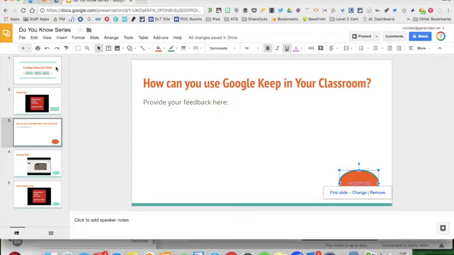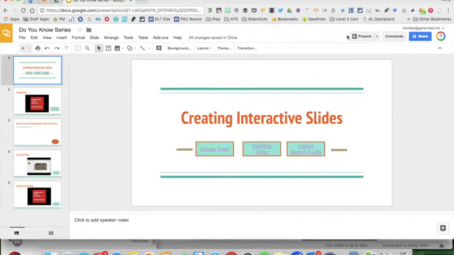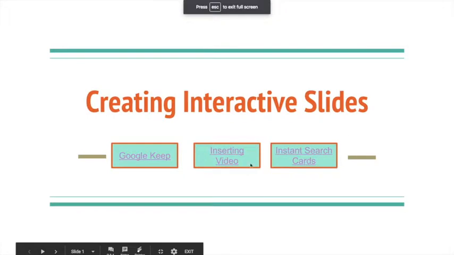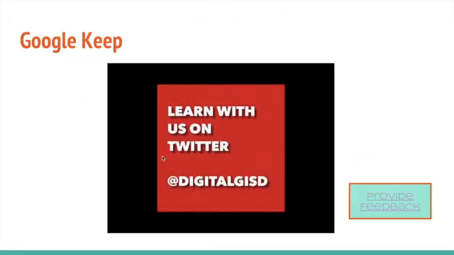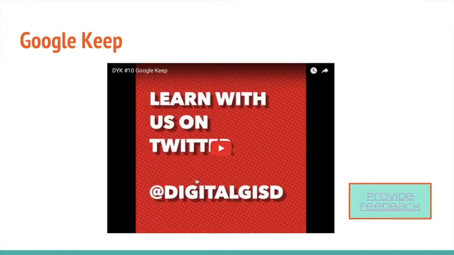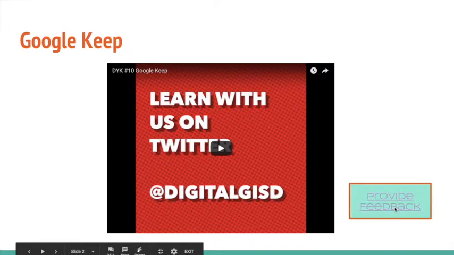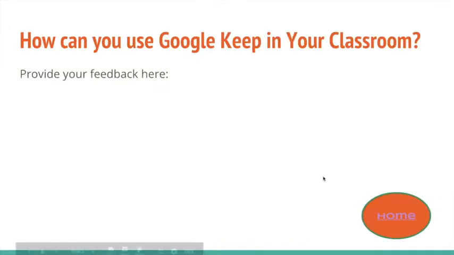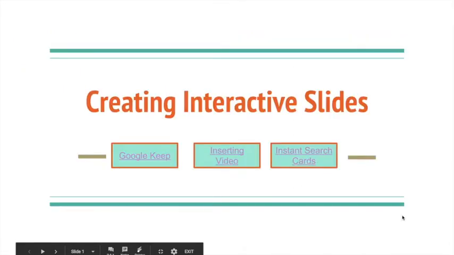I'm going to go ahead and go back to my first slide, present. So now here they can select the content that they want to look at. So I'm going to select Google Keep. I'm going to select and watch the video. Then I want to provide feedback. Select my provide feedback here in the right corner. Provide my feedback. And then I want to go back home after I've provided feedback. And it's going to take me back to that first slide.